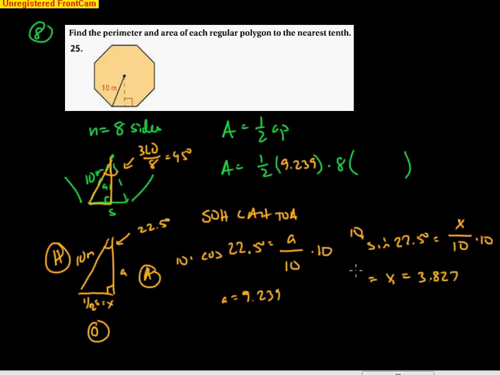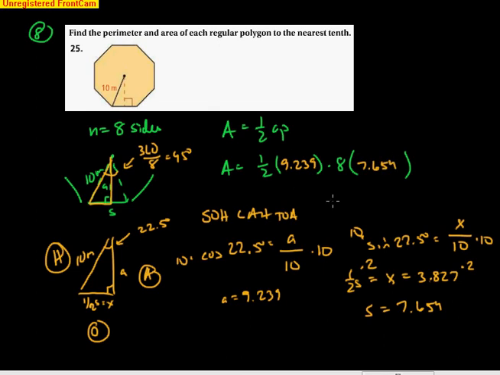But that is what half of S is. So times by 2 times by 2 to get what S is. And if I take 3.827 and times by 2, I get 7.654. And that is my side length, 7.654.